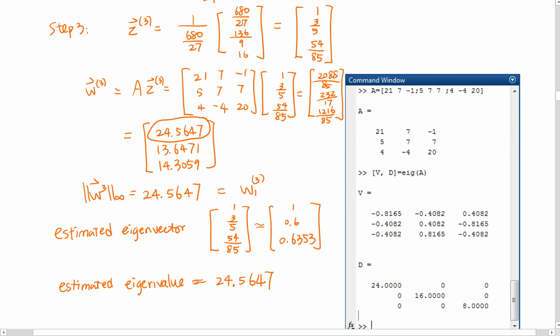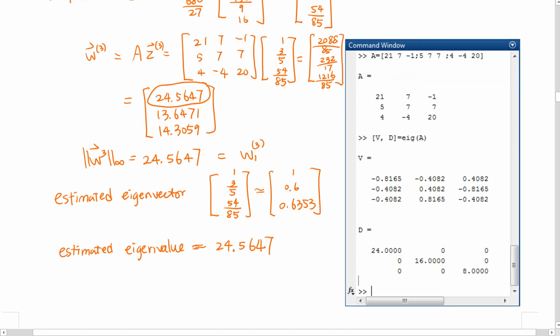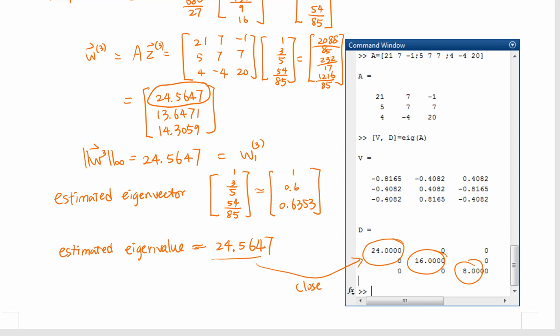Okay, so let's check our answer using MATLAB. If we input brackets V D, we get the eigenvalues 24, 16, and 8. You can see our answer is close to the largest eigenvalue. Okay, and you might see, why are they different? Well, think about it. There are a lot of eigenvectors, right? But they are constant multiples of each other. So you can see this is one, right? If you want to check whether they are the same or close, you can use this eigenvector divided by negative 0.8165. So the first component is 1, then you can compare. So far, so good, everybody?